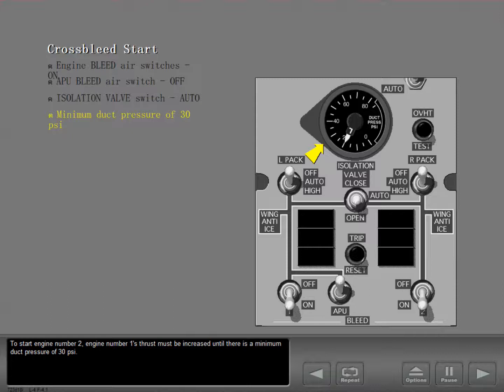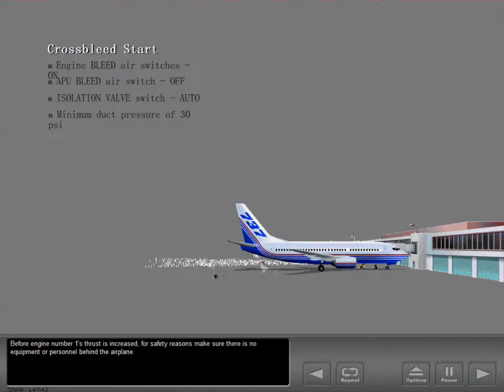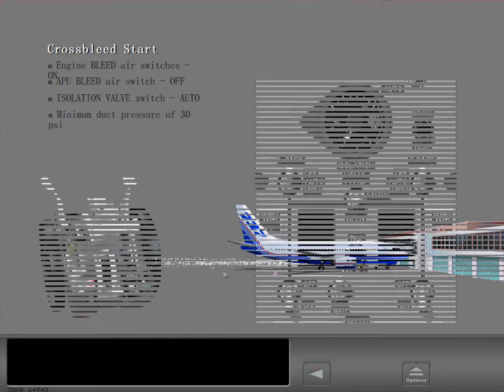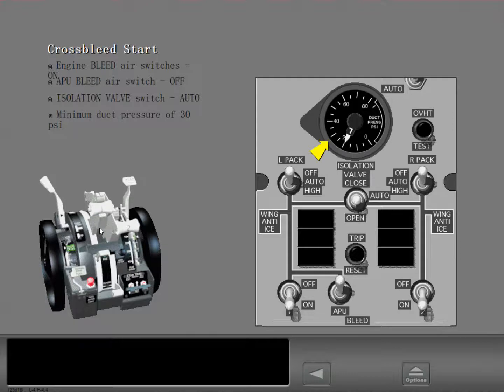To start engine number 2, engine number 1's thrust must be increased until there is a minimum duct pressure of 30 psi. Before engine number 1's thrust is increased, for safety reasons, make sure there is no equipment or personnel behind the airplane. Now increase the thrust on engine number 1 until the duct pressure shows 30 psi. Engine number 2 is ready to start.